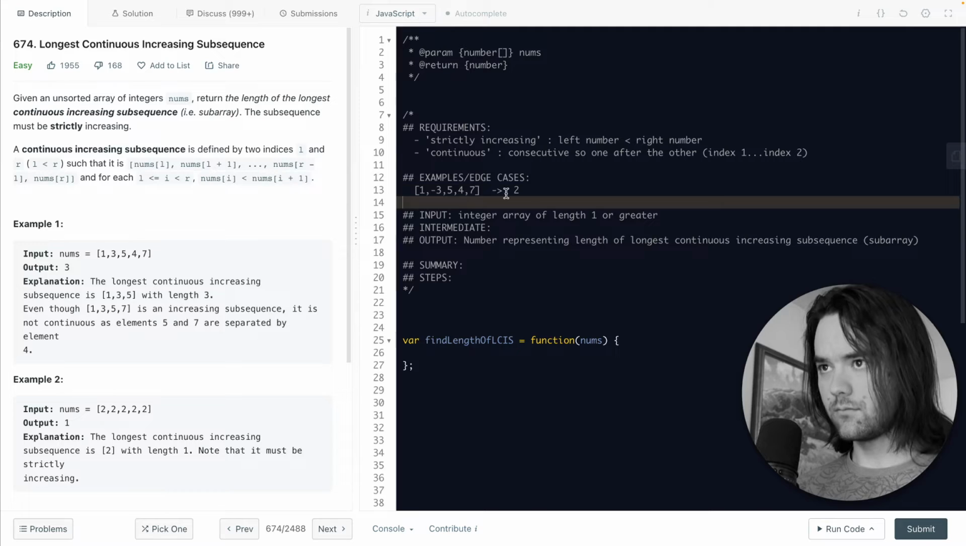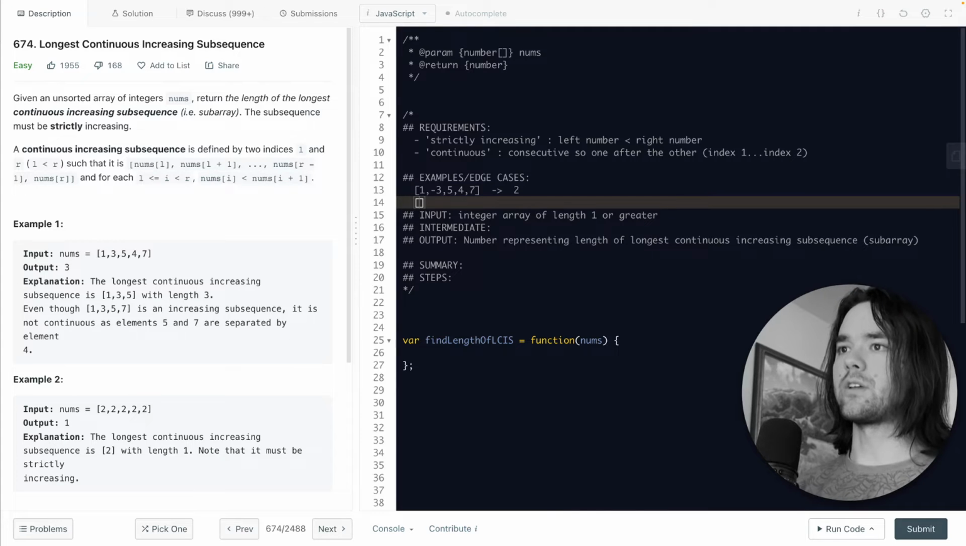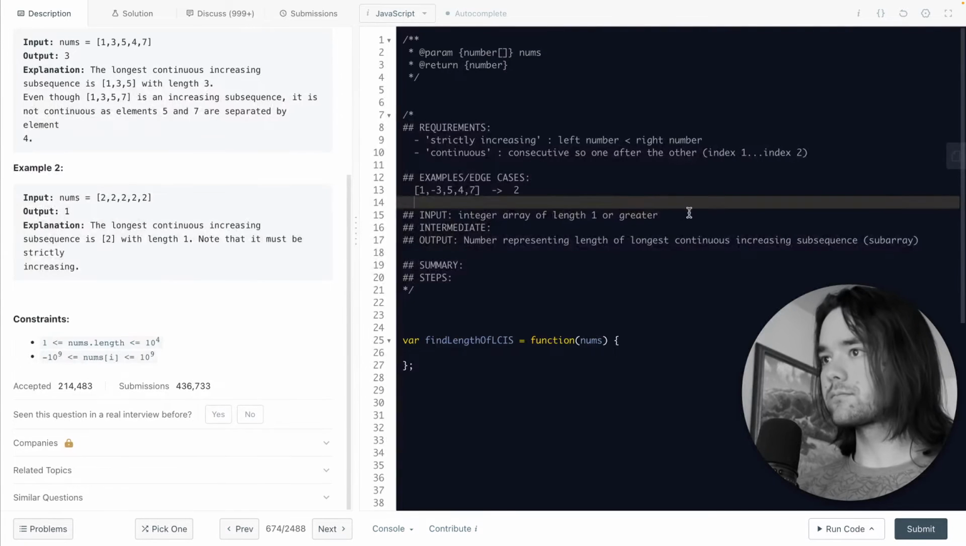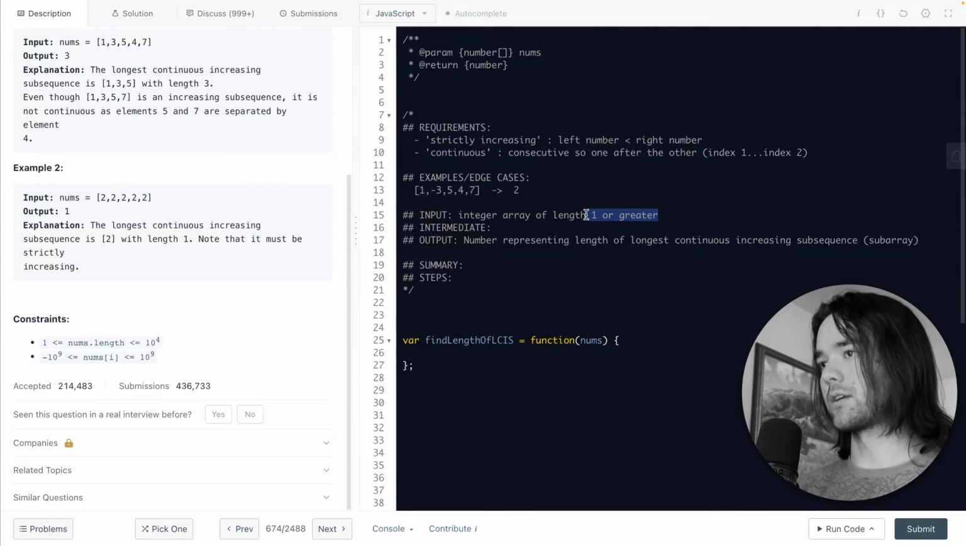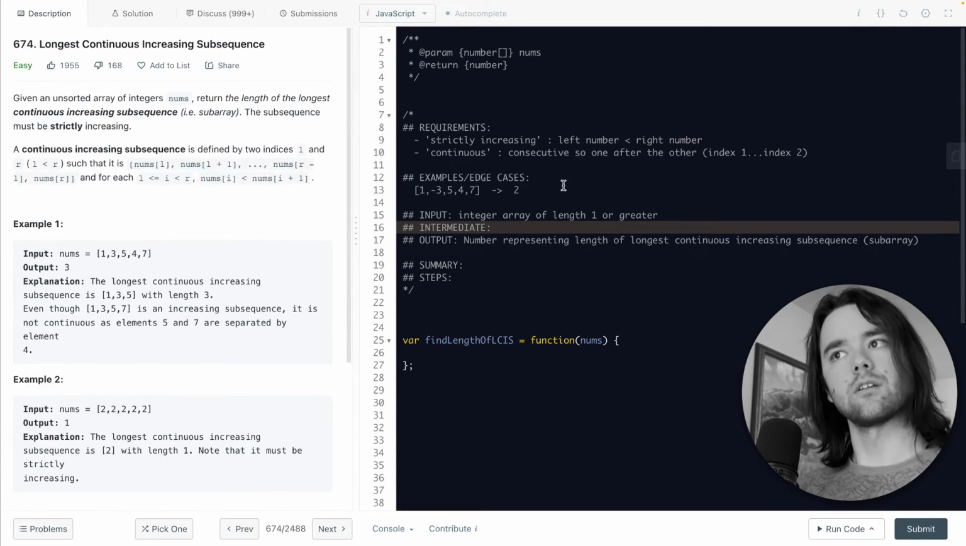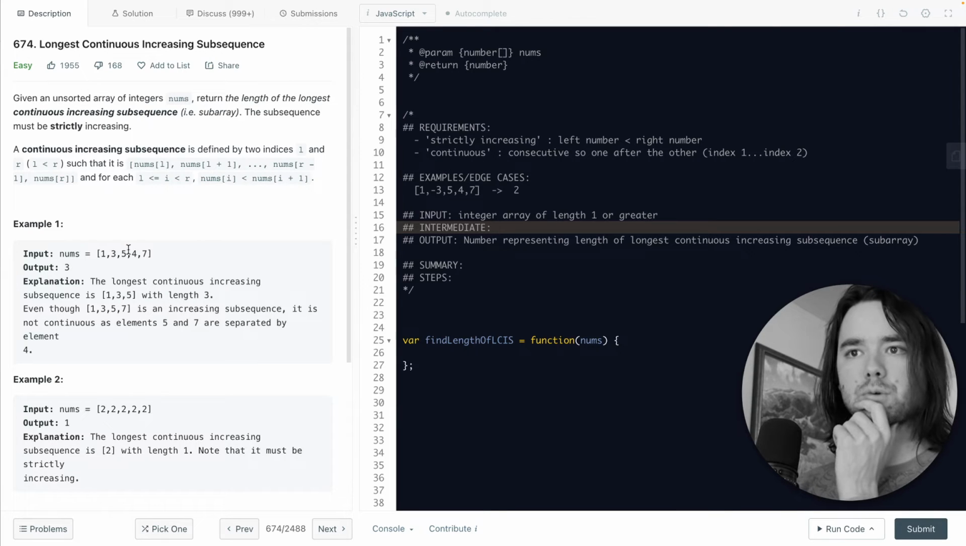Okay. And we don't have to worry about an empty array because they specify that the input array is always of length 1 or more. I think I have a pretty good understanding of most of what this problem is about.